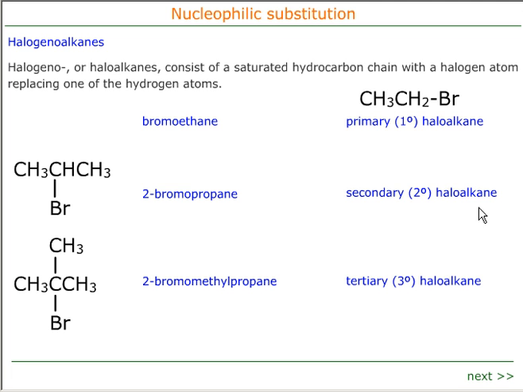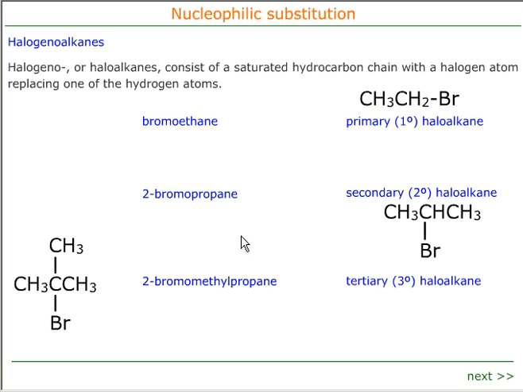A secondary haloalkane has two alkyl groups attached to the carbon holding the halogen. So 2-bromopropane is a secondary halogenoalkane. Notice that the 2 here in 2-bromopropane does not indicate secondary. It tells you where the bromine atom is. The secondary is the fact that the carbon has two alkyl groups attached to the carbon holding the bromine.